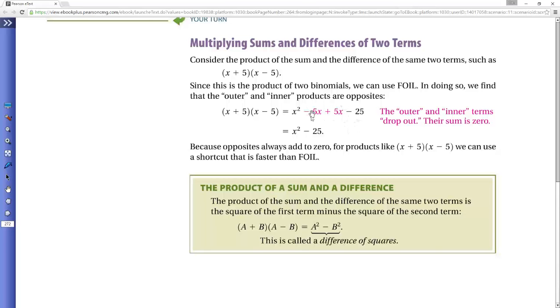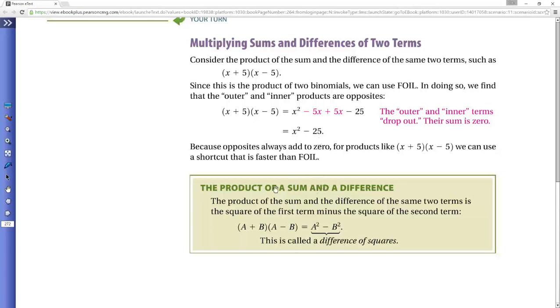Well, these middle terms go to 0. Negative 5 times x plus 5 times x is 0, right? If I use the distributive property, this is really negative 5 plus 5, all times x, or 0 times x, which is 0. And I end up with this binomial here of x squared minus 25.